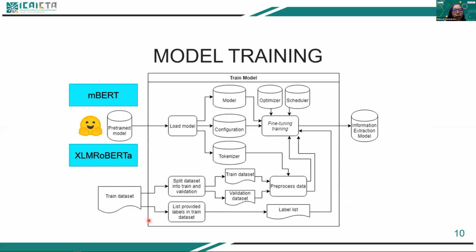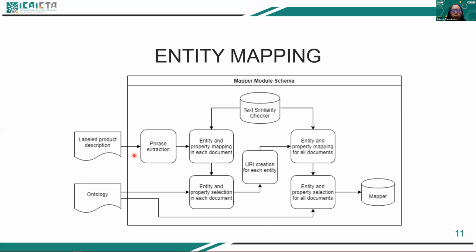And in this part, the labeled product description will be extracted into phrases, and then mapped into similar entities for each document, using ontology limitations. For example, one product only has one brand. We also limit the entities, and then we create a URI, and we also map across documents. This is wrapped into one module called the mapper.